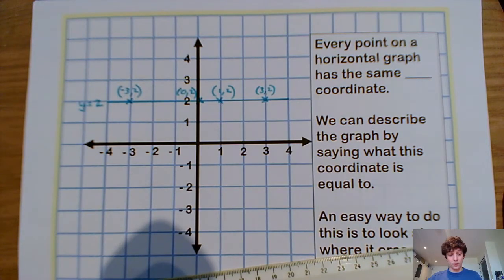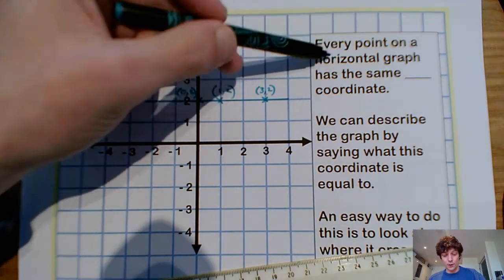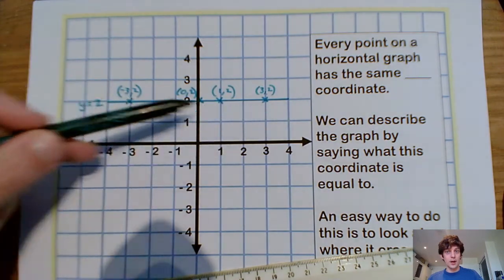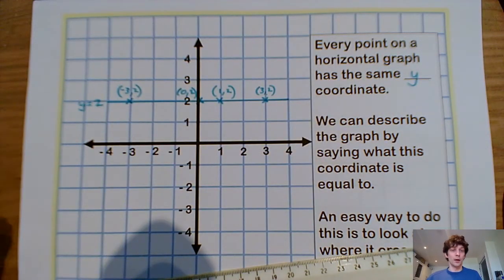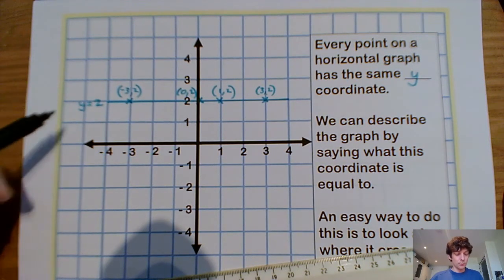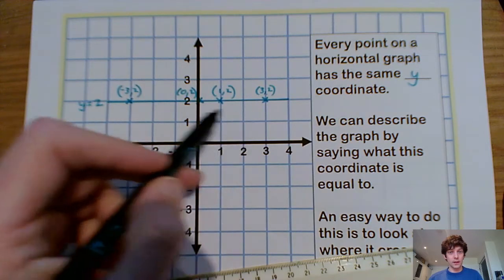And that would be what we call the equation of that line, because every point on the horizontal graph has the same y coordinate. That y coordinate is how we define that line. Any point where y is equal to 2 is on that line.